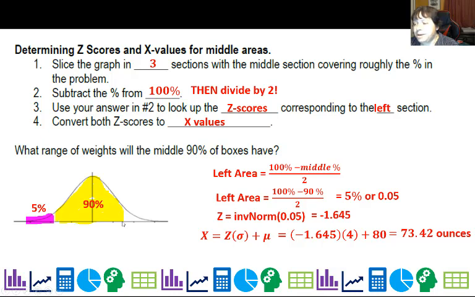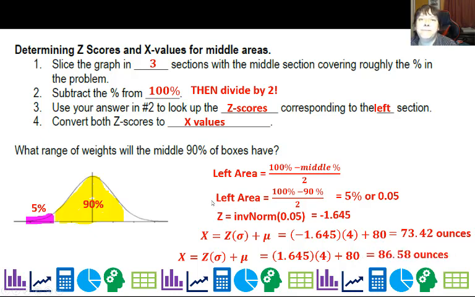On the top end, the z-score is no farther away from the mean than this one, so it's positive 1.645 times 4 plus 80. And I get 86.58 ounces. So the middle 90% of boxes will weigh between 73.42 and 86.58 ounces.